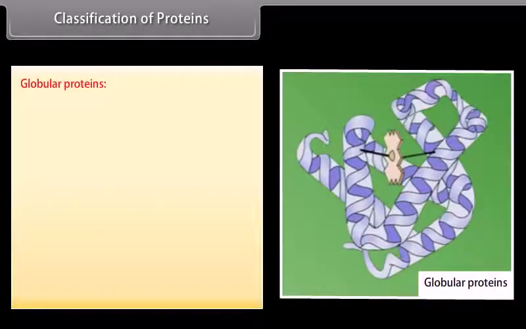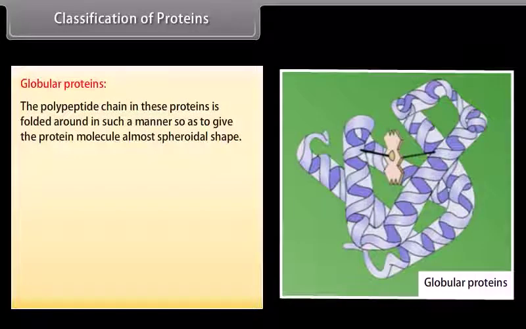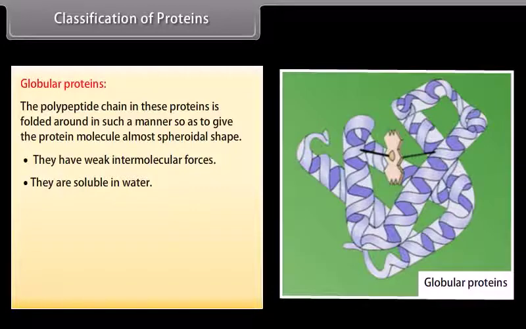Globular proteins. The polypeptide chain in these proteins is folded around in such a manner as to give the protein molecule an almost spheroidal shape. They have weak intermolecular forces. They are soluble in water.